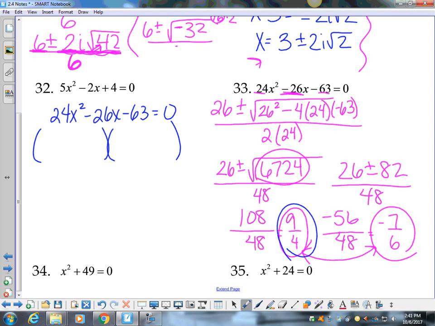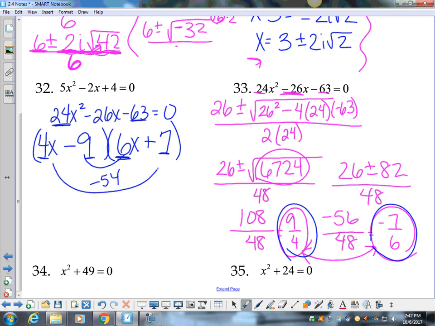If these are your solutions, what factors would they have come from? 4x minus 9 and 6x plus 7. And 24 is 4 times 6. And 63 is 9 times 7. And that gives me a negative 54. And that gives me a positive 28. And that gives me my negative 26. But there was no way I was going to go factor that.